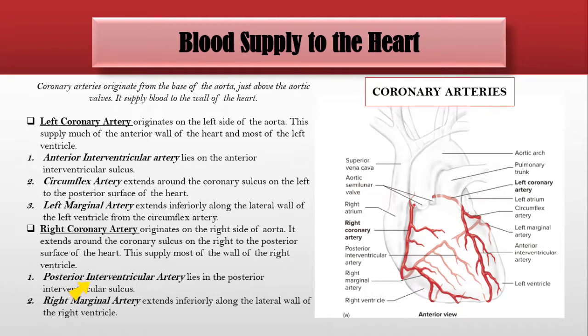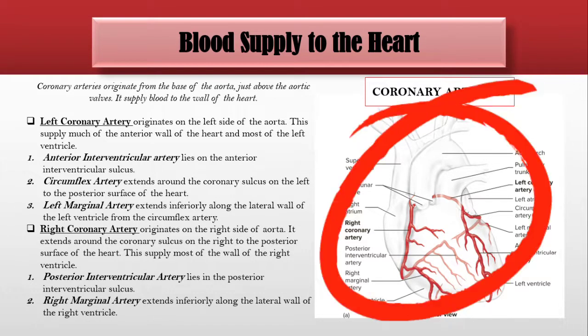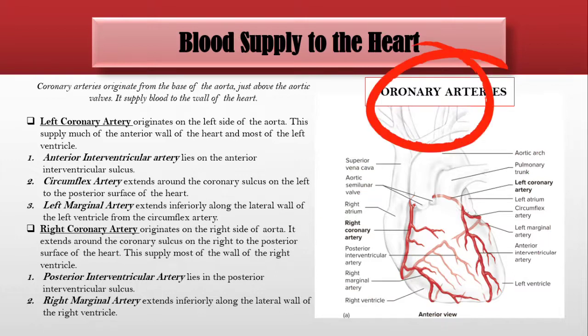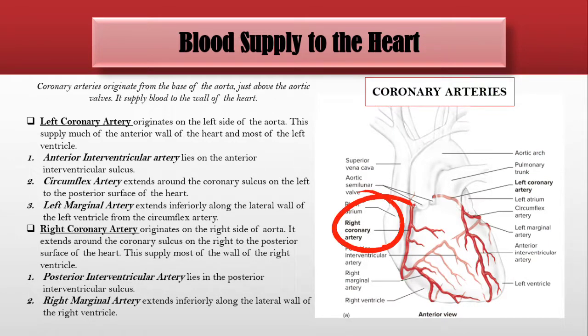First is the posterior interventricular artery, wherein it lies in the posterior interventricular sulcus. Next is the right marginal artery. It extends inferiorly along the lateral wall of the right ventricle. So if you can see the picture on our left side, there are our coronary arteries. There is the right coronary artery and the left coronary artery and its major branches.